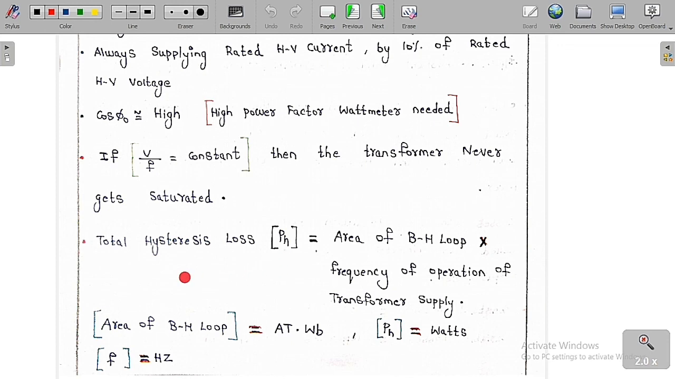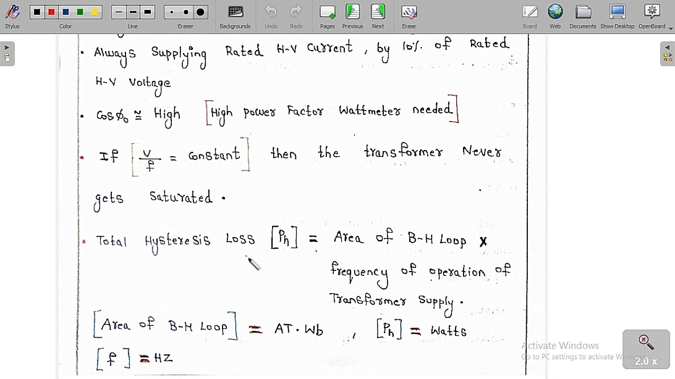The amount of energy lost in 1 second is called the power loss. Here the area of the BH loop tells you the amount of energy loss in only 1 cycle. But if you want to know how much energy is lost in 1 second, you have to multiply by frequency, and then you get the amount of energy lost in the transformer in 1 second. It is called the hysteresis loss.